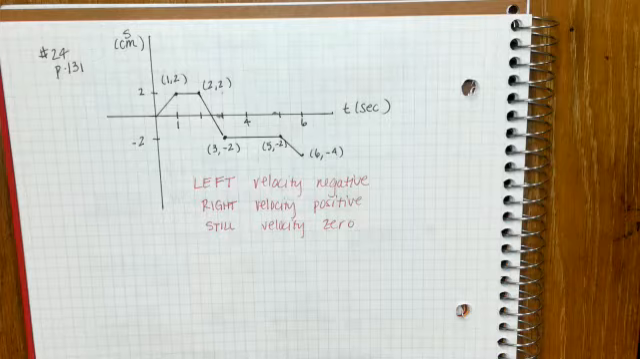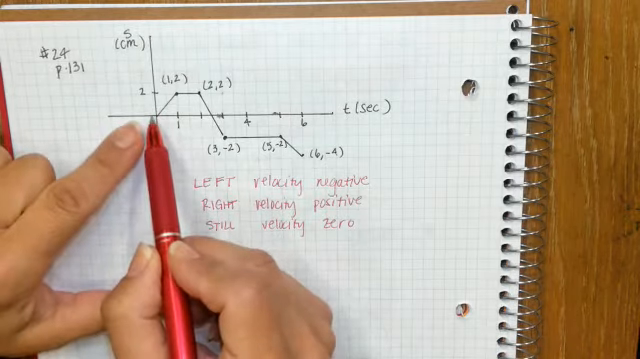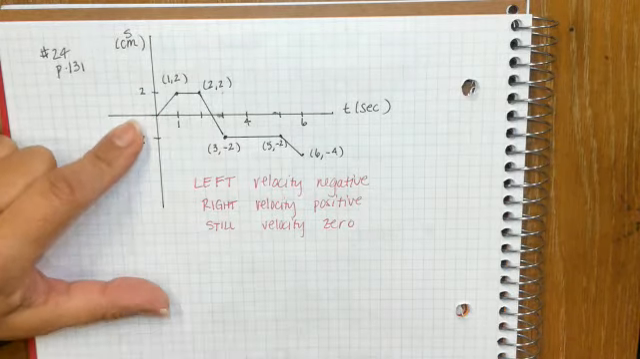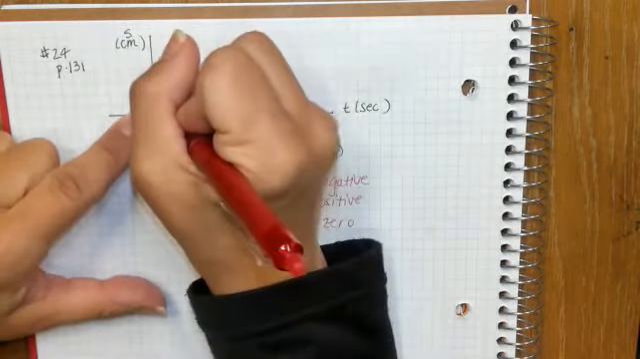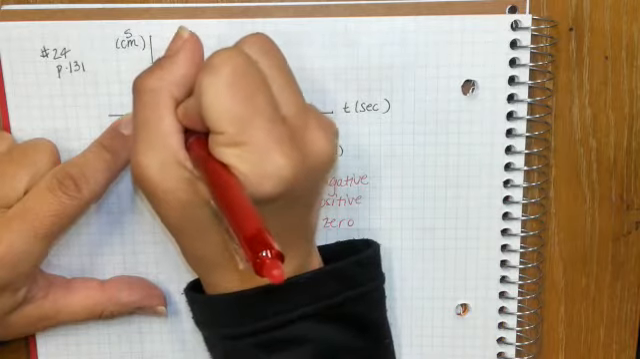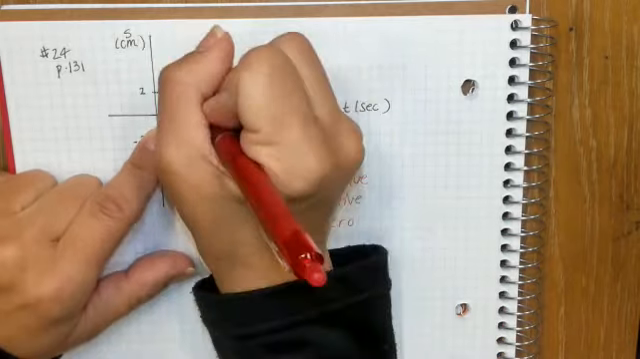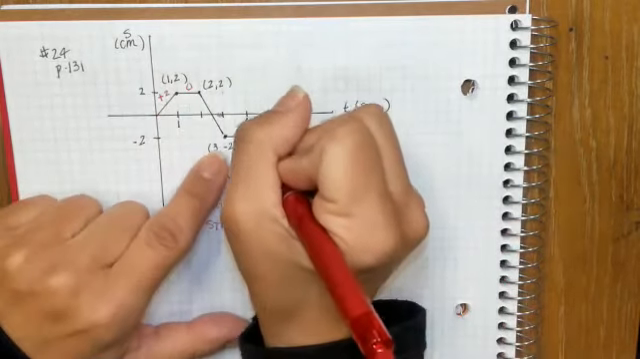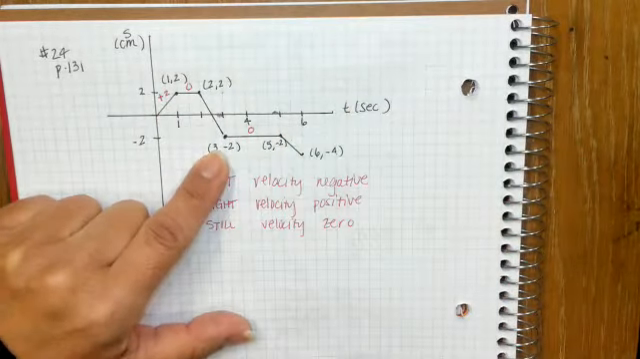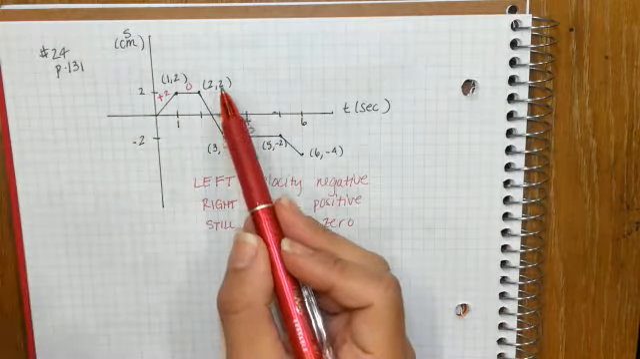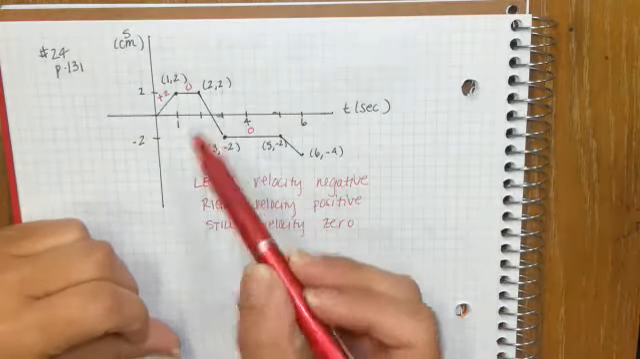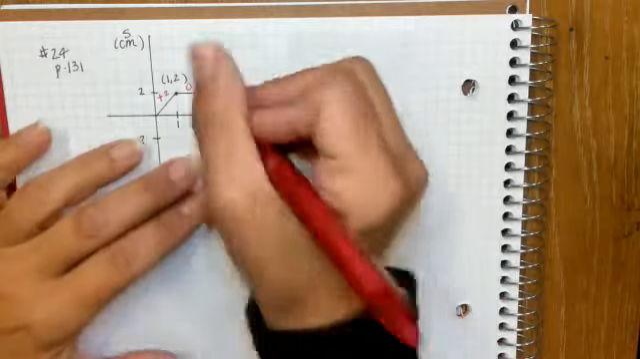Okay, so first thing I'm going to do is find the slopes of all of these segments. From (0, 0) to (1, 2), the slope is 2. Horizontal between (1, 2) and (2, 2), this is also 0 here. The slope from the point (2, 2) to the point (3, -2) is -4.